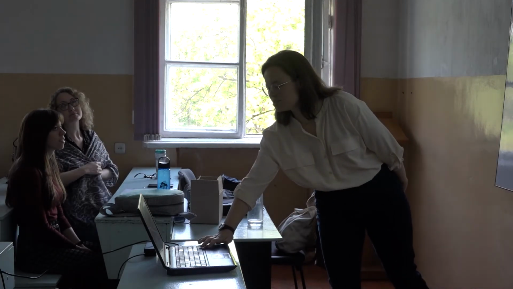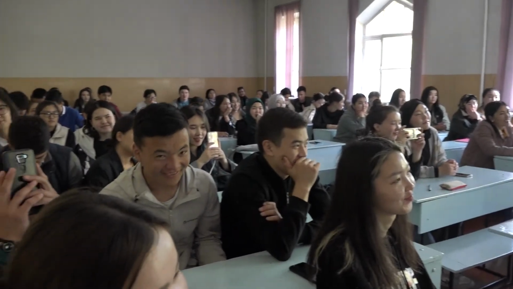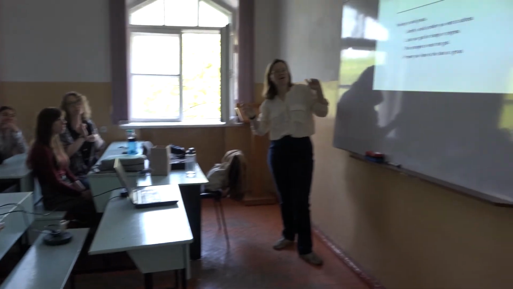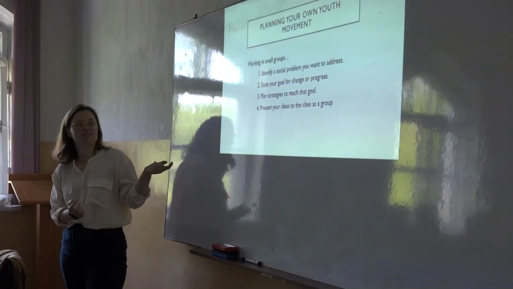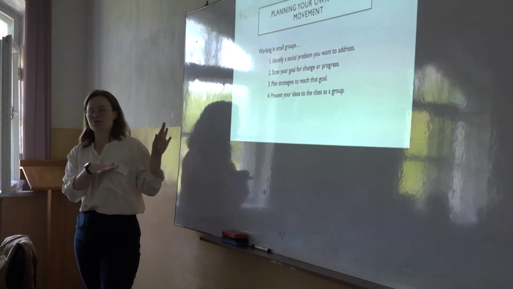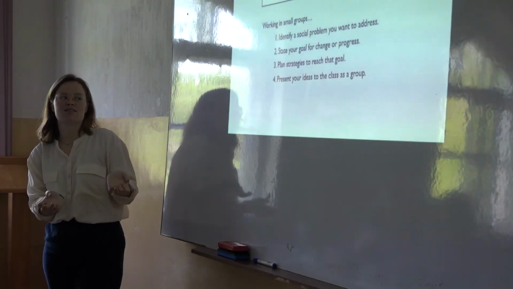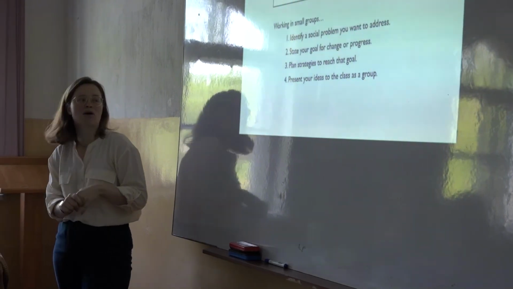Okay, so we can get started on our activity. You are going to plan your own youth movement. Working in small groups, we can figure out groups in a minute. First, identify a social problem you want to address. Number 2, state your goal for change or progress. Number 3, plan strategies to reach that goal.